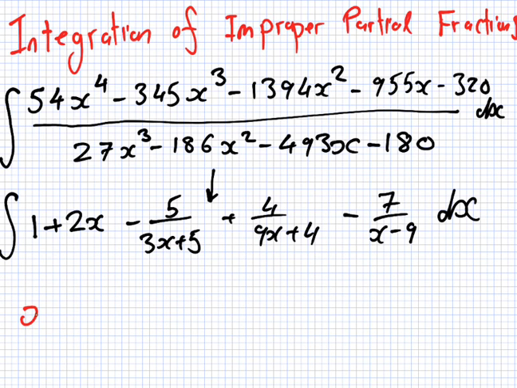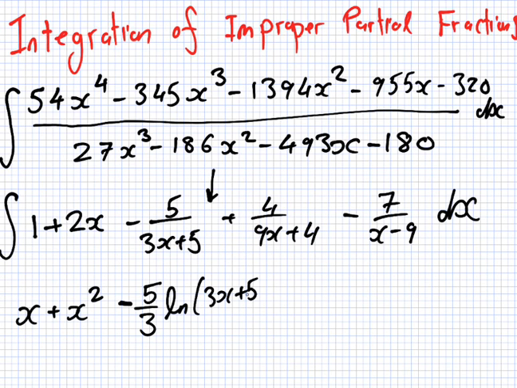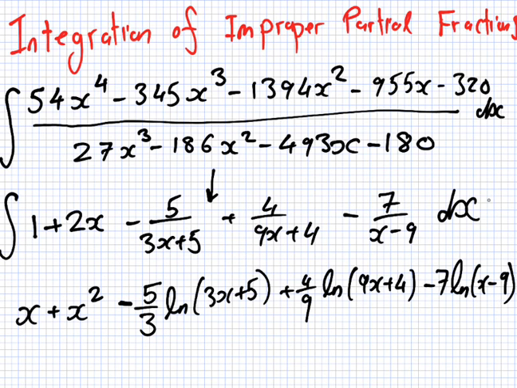This would be x. This would be x squared. This one here from the formula book is minus 5 over 3 log(3x plus 5), plus 4 over 9 log(9x plus 4), minus 7 log(x minus 9), plus the c, of course.